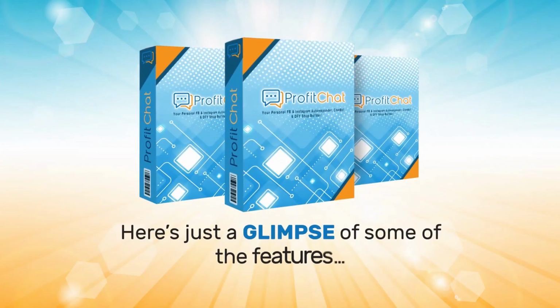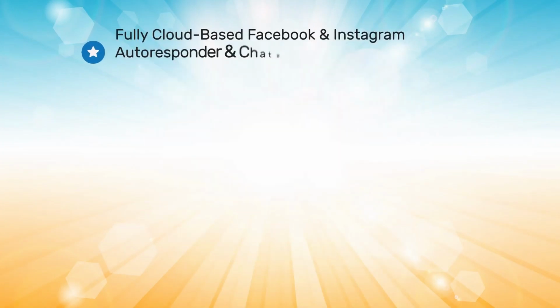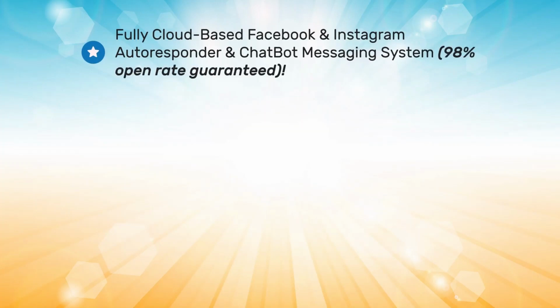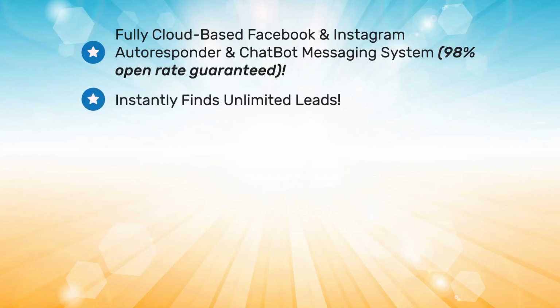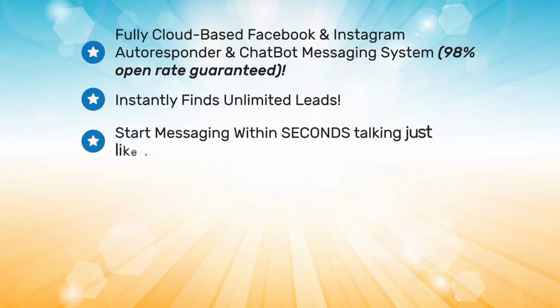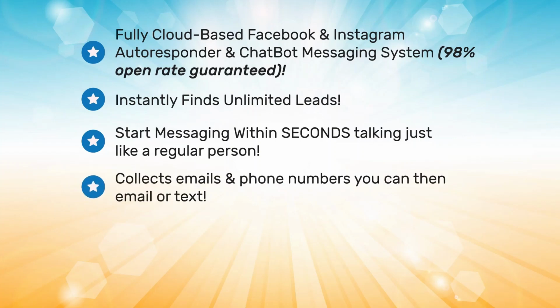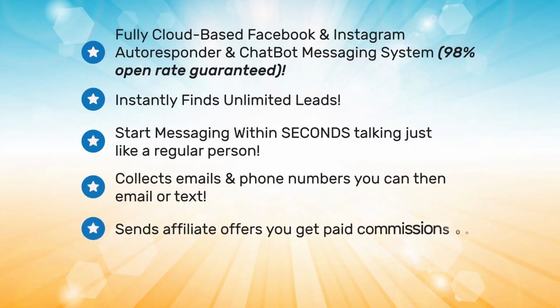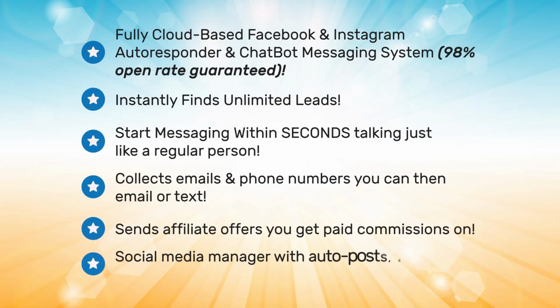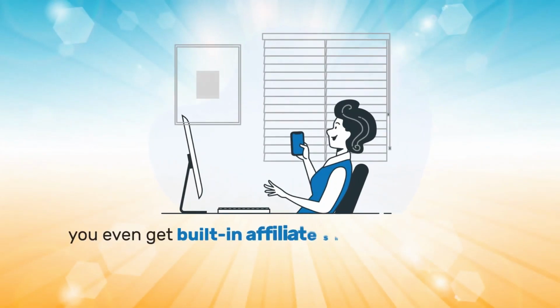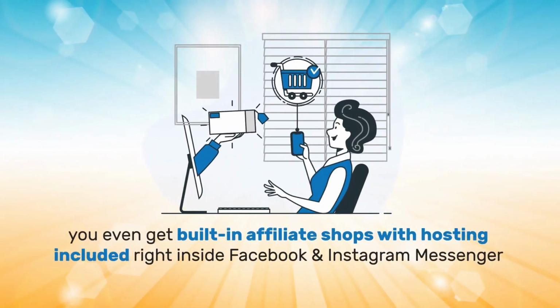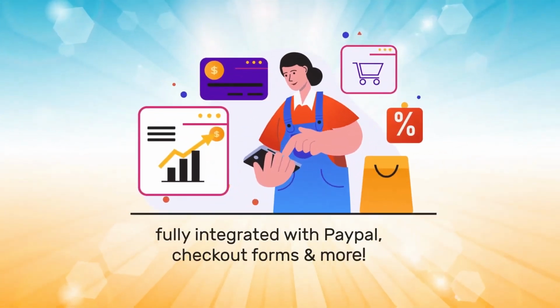Here's just a glimpse of the features. Fully cloud-based Facebook and Instagram autoresponder, and chatbot messaging system. 98% open rate guarantee. Instantly finds unlimited leads. Start messaging within seconds, talking just like a regular person. Collects emails and phone numbers you can then email or text. Sends affiliate offers you get paid commissions on. Social media manager with auto posts, auto stories, and auto replies using AI. And get this, you even get built-in affiliate shops with hosting included right inside Facebook and Instagram Messenger, fully integrated with PayPal, checkout forms, and more.